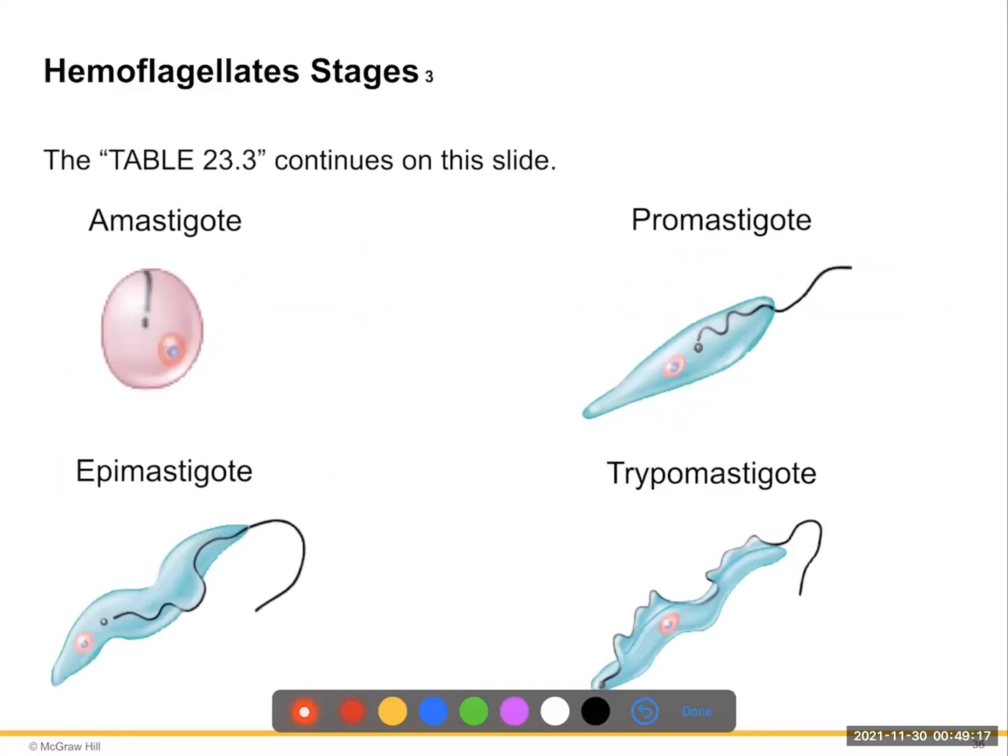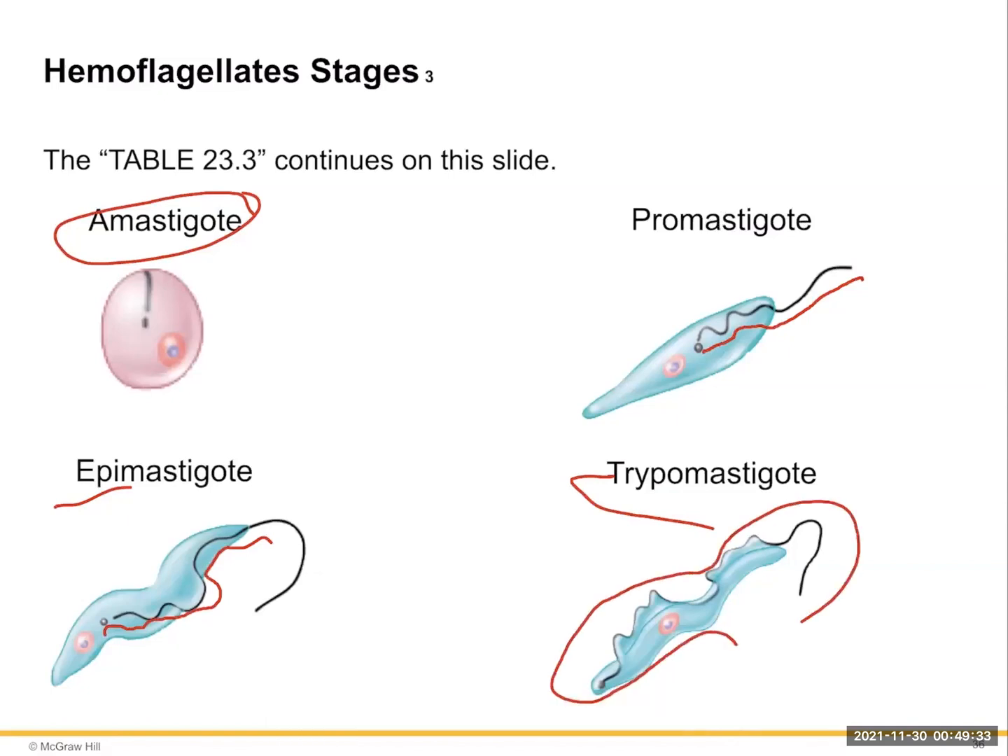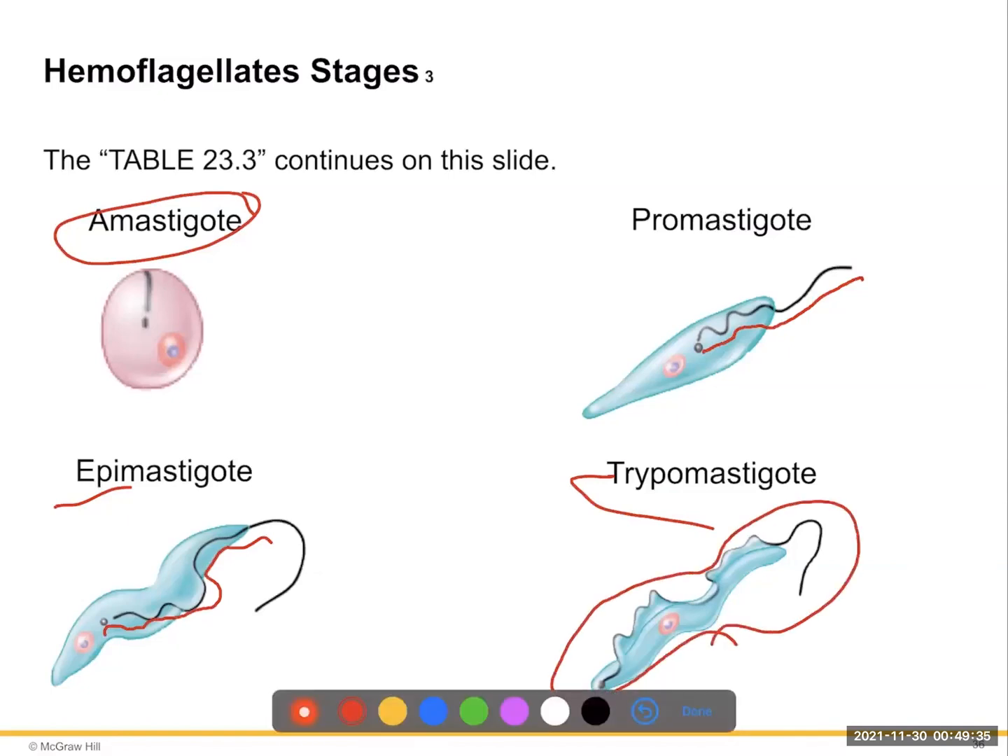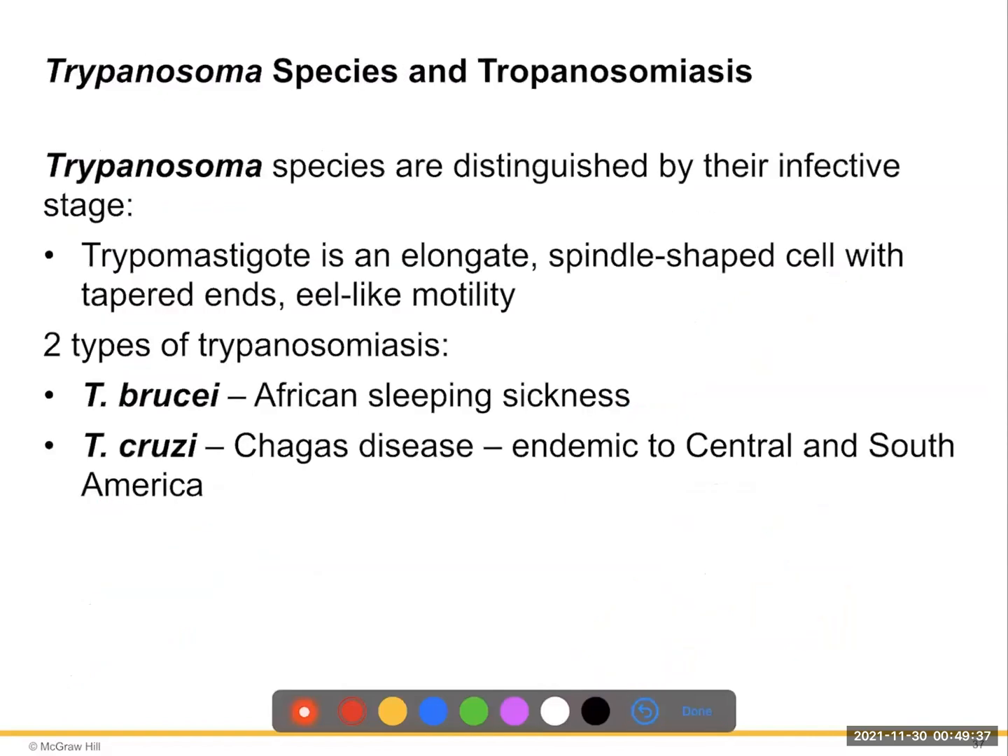And these are the 4 stages we talked about. Amastigote, no flagella on the outside. Promastigote, the flagellum is unicellular and it's just starting to develop, get anchored in. Epimastigote is starting to feed into the body of it, become incorporated throughout it. And the trypomastigote, you can see it incorporates the whole thing as it matures. So those are your 4 different stages of the hemoflagellates.